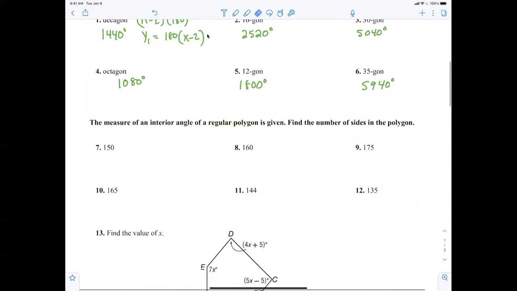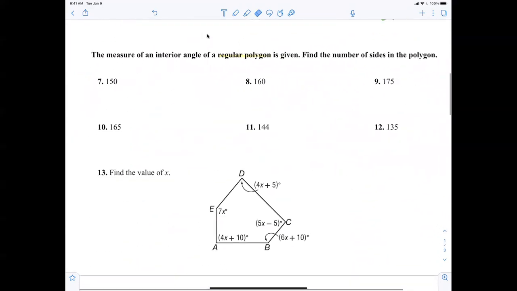All right, so now let's see how many of you are thinking. I'm sorry. The measure of an interior angle is given as 150 degrees. So how do we calculate the number of sides that it has? How many times 150 goes into 360? Now, that's an interior angle though, not an exterior.